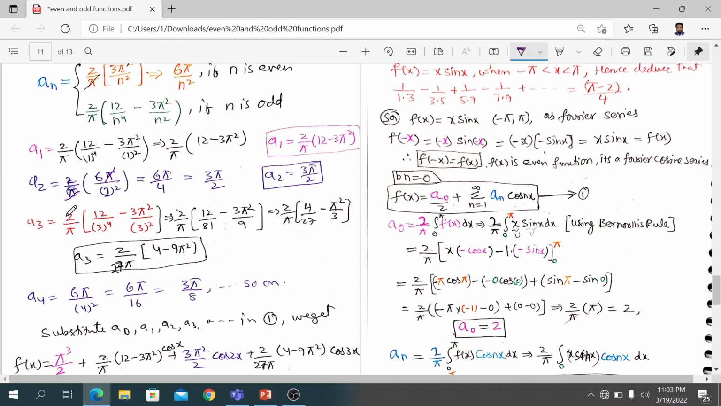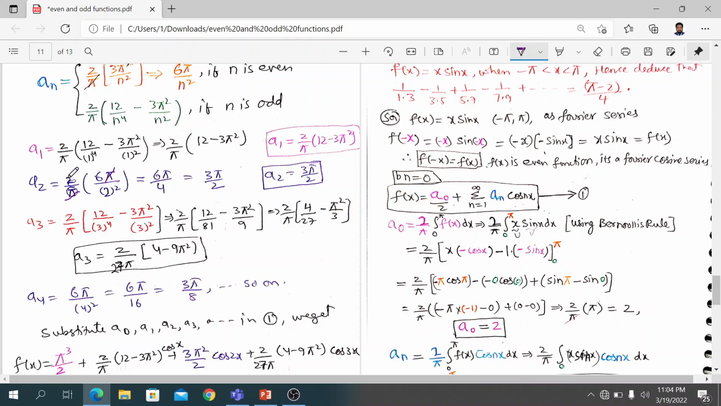Now a3: 2 by pi times 12 here, 12 by 3 to the power of 4, minus 3 pi square by 3 cube, 3 square. 2 by pi as it is, 12 by 3 to the power of 4 which is 81, minus 3 pi square by 3 square which is 9. 3 by 9 means 1 by 3. So taking the LCM, 2 by 27 pi, 4 minus 9 pi square. This is a3. Now the a4 value.